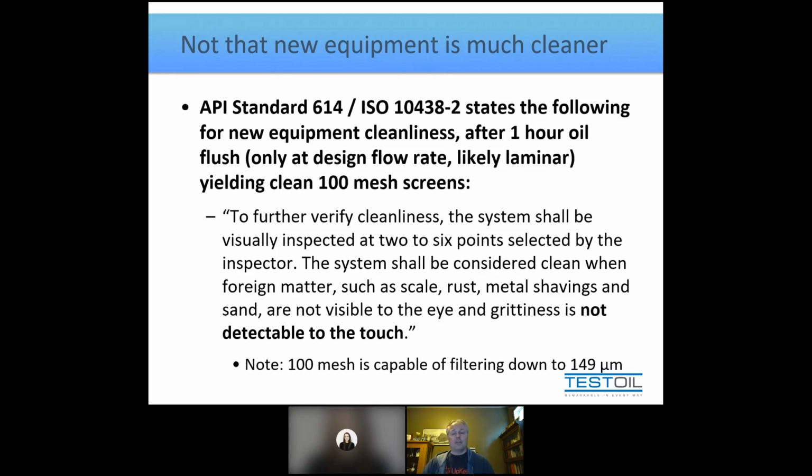So the quote I have within the slide here is the direct quote from API 614. And as you can read, it says, to further verify the cleanliness, you install 2 to 6 of these screens throughout the system. It doesn't really give a lot of guidance as to where the screens go. But it says at the conclusion of the flush, after the 1 hour, you will pull the screens out, you will look at them, and you will assess them both visually and physically.